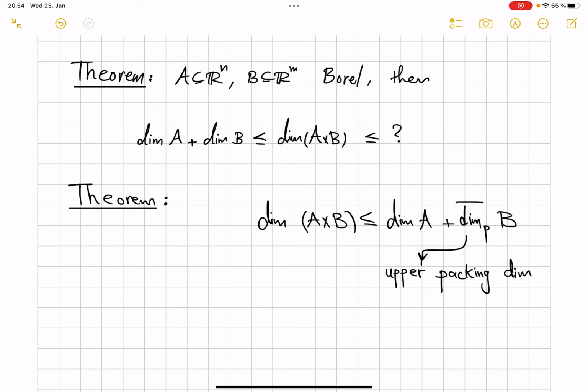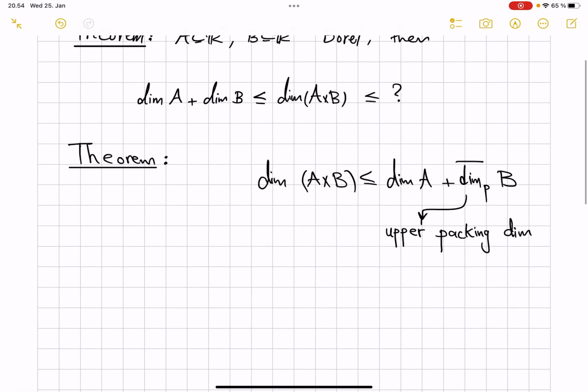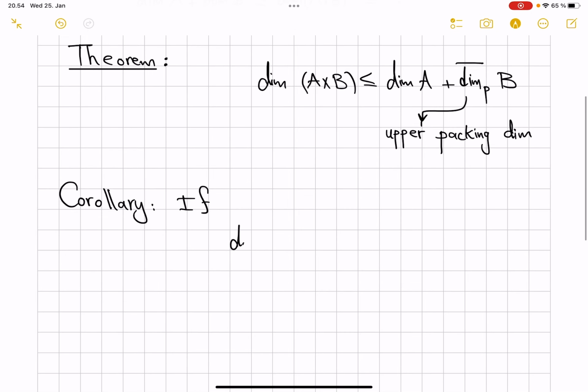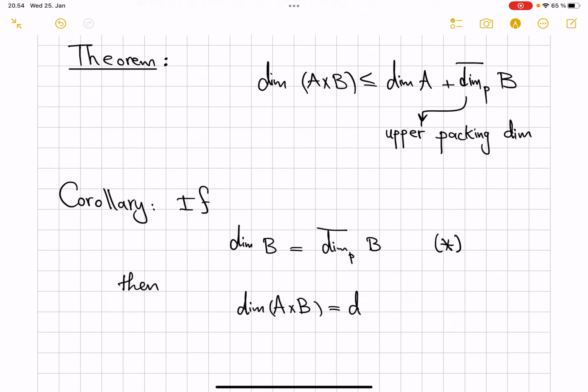But anyway, given this upper bound and the lower bound, the obvious corollary is that if for the set B, the dimension of B equals the upper packing dimension of B, this condition star, then the dimension of A cross B is indeed equal to the dimension of A plus the dimension of B, as the upper and lower bound agree in this case.